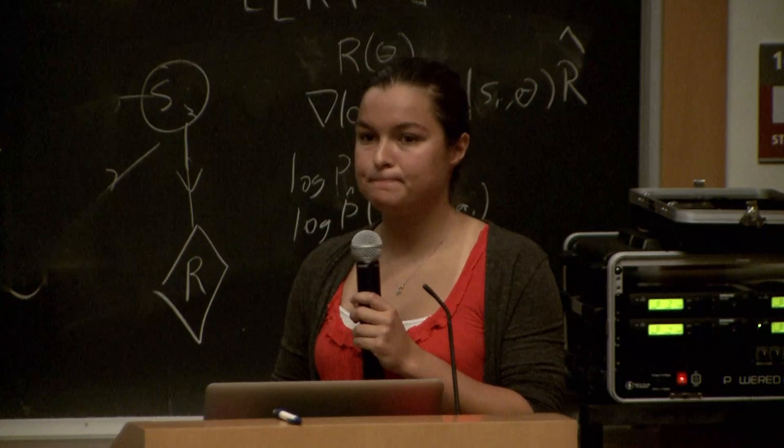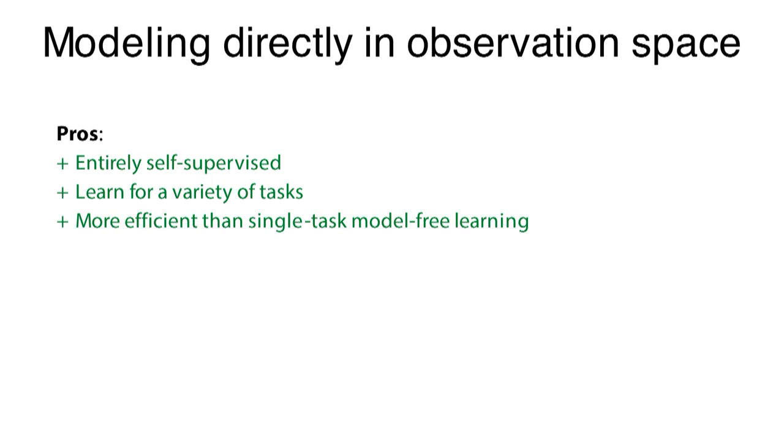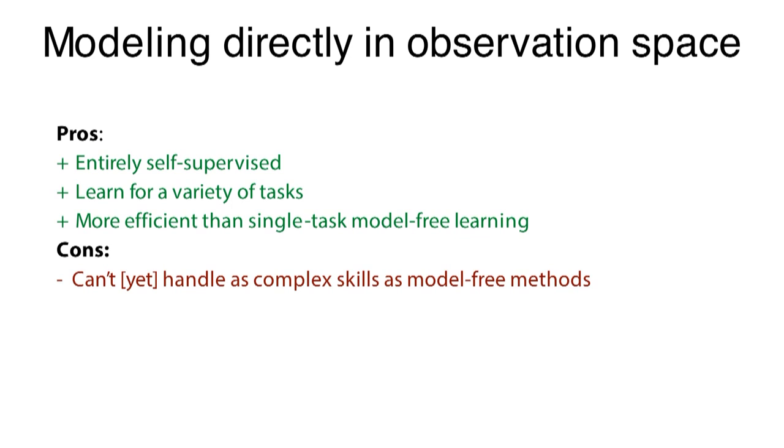Okay, so some of the pros and cons of this approach. First, it's entirely self-supervised. You can learn for a variety of tasks, and it's more efficient than single-task model-free learning, which is quite nice. One downside here is that we can't yet handle skills as complex as model-free methods can, but I think that we can get there hopefully in the future.